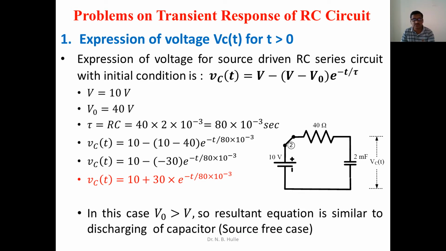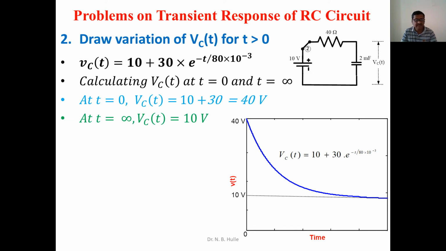It is related to point number 1. The second point is to draw the variation of Vc of t for t greater than 0. Whatever I have discussed previously in the same discussion is here. The final expression here is Vc of t is equal to 10 plus 30 into e raised to the power of minus t by tau, where tau is 80 into 10 raised to the power of minus 3.